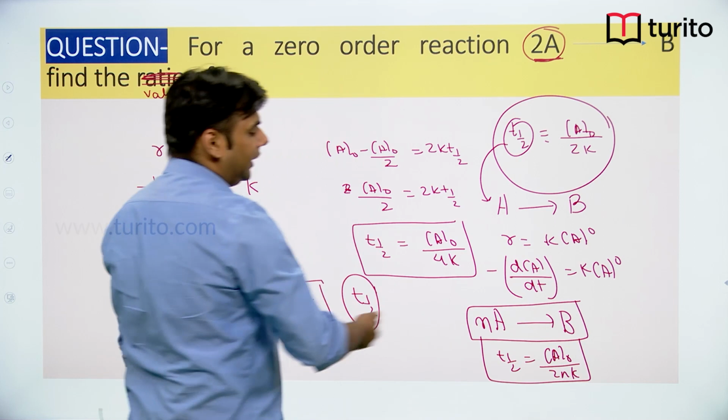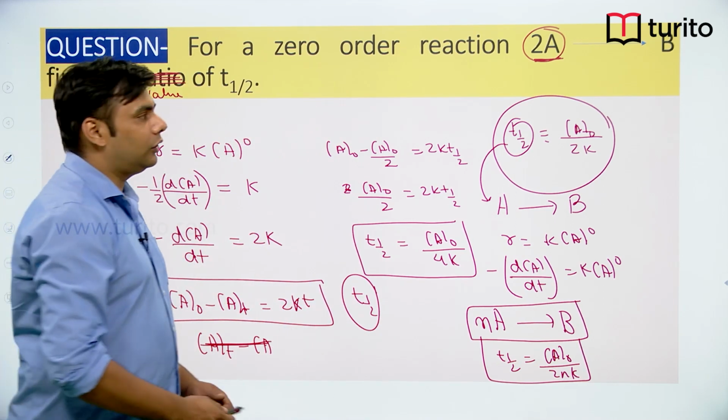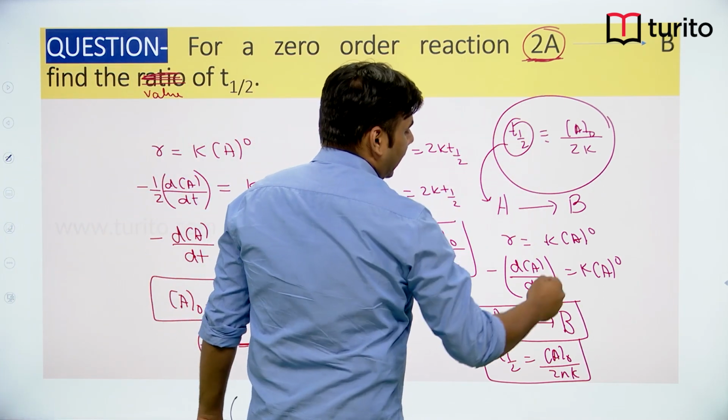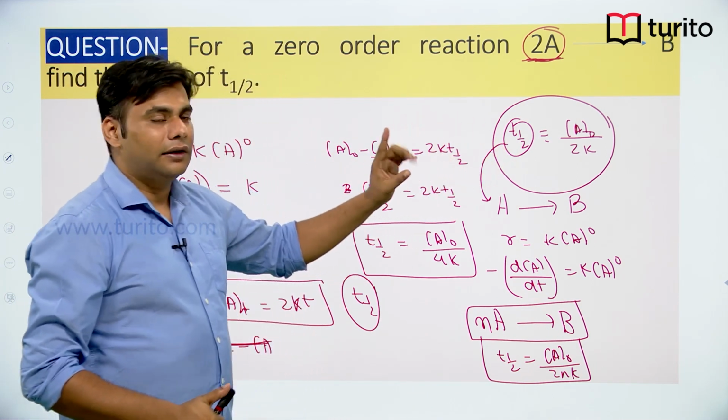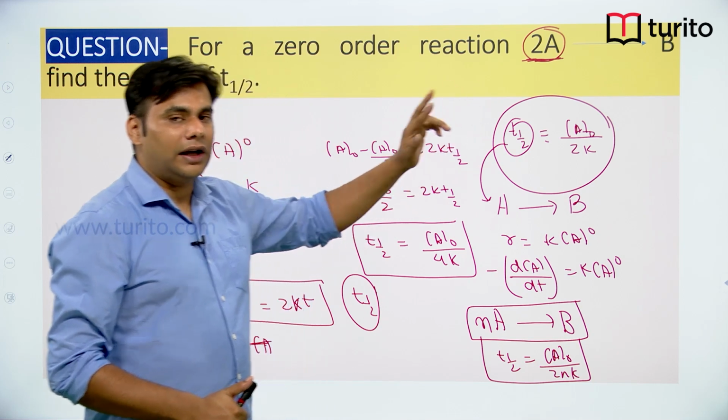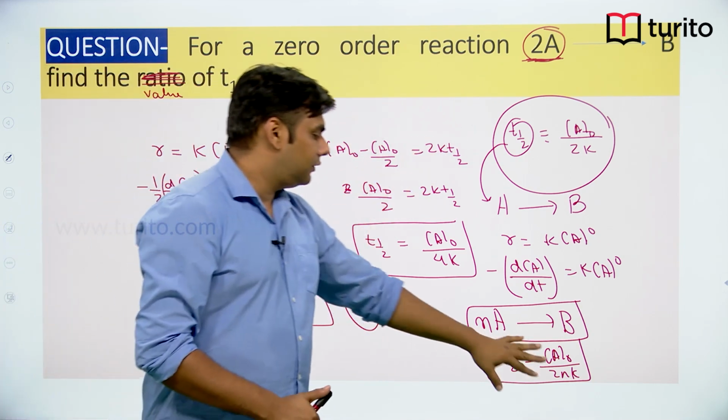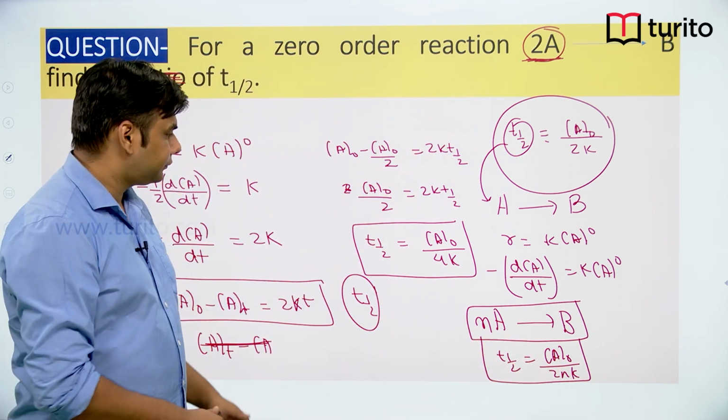Okay, so you can integrate and find it out, or you can just use the shortcut that whatever the stoichiometry is, I have to write this with K. So if it is 1, then it is only K. If it is 2, then we have to write 2K. If it is 3, then we have to write 3K. Okay, I hope this is clear to everyone.